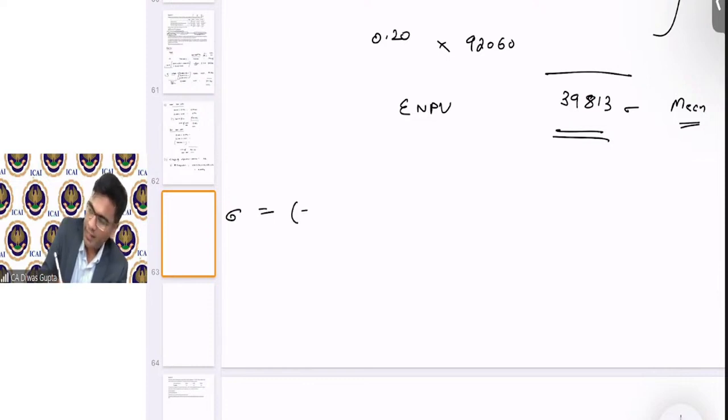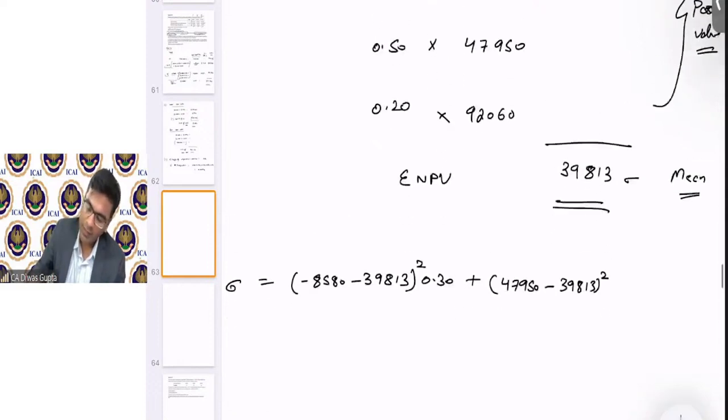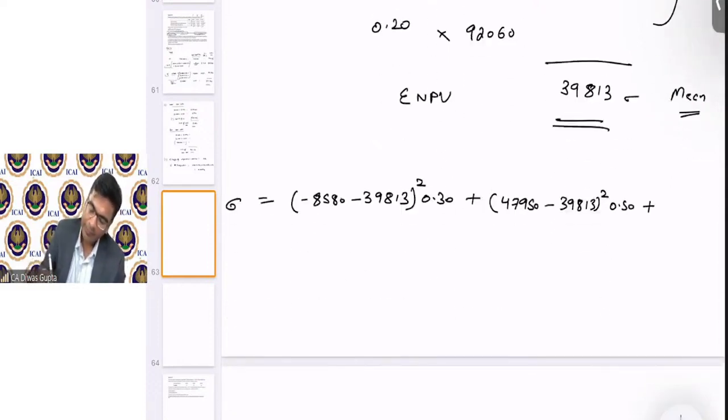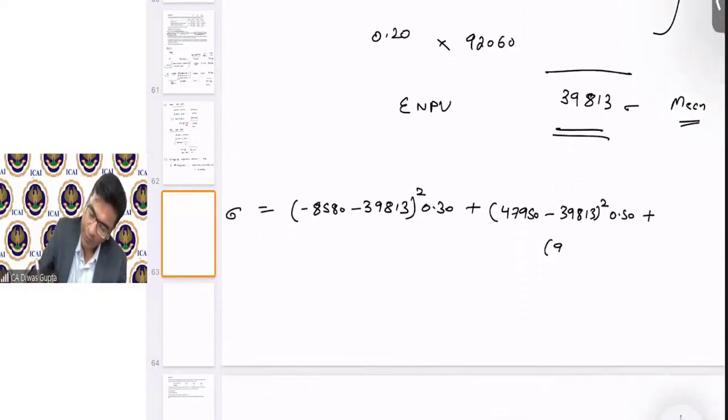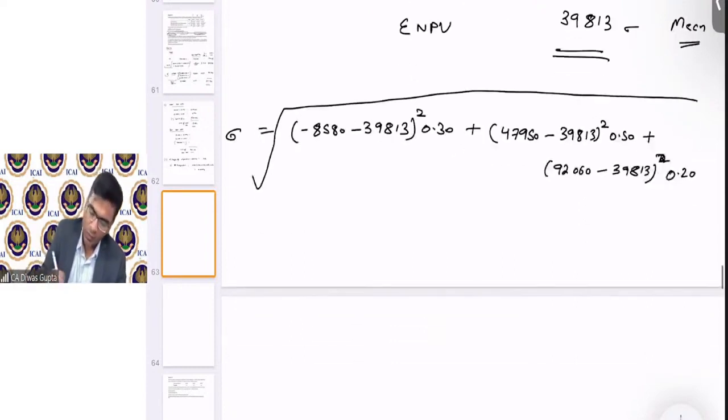first of all, we will take the first value, 8580 minus 39813 square, multiplying with the probability of this observation, then plus, what is the second observation? 47,950 minus 39,813 square. What is the probability for this? 50%. Then lastly, I'm just writing it down. 92,060 minus 39,813 raised to the power 2 again, and multiplying with the probability of 0.20, taking a square root of the entire number. Correct? So the standard deviation here comes out as 35,800.